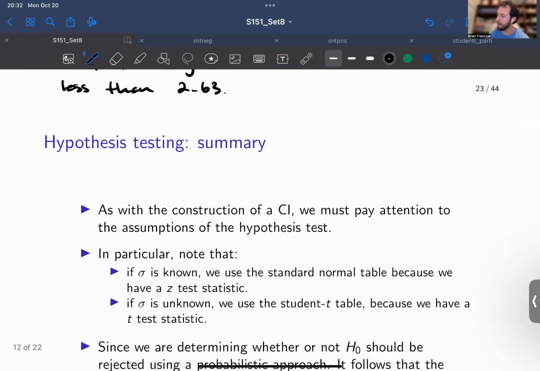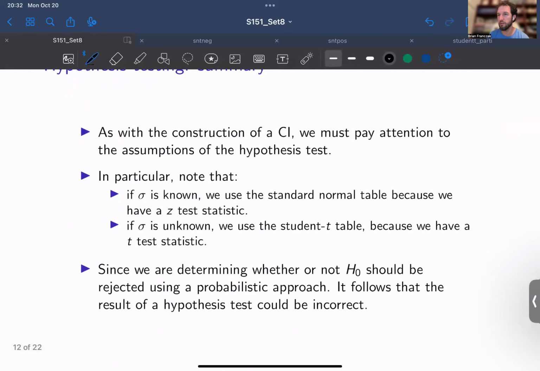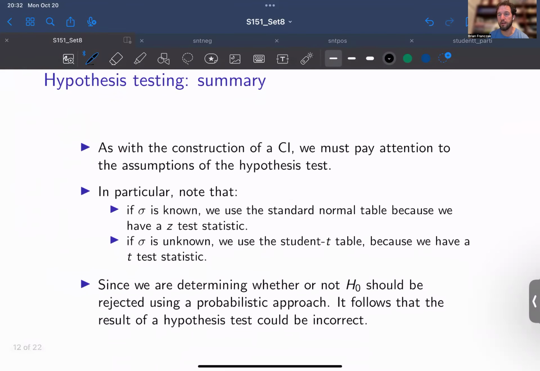So on the last slide, I'm just giving a summary of the steps of the test. Again, if sigma is known, that's what makes it a Z-based test or the Z-based interval. If sigma is unknown, that's when we use the T-based test or the T-based interval.